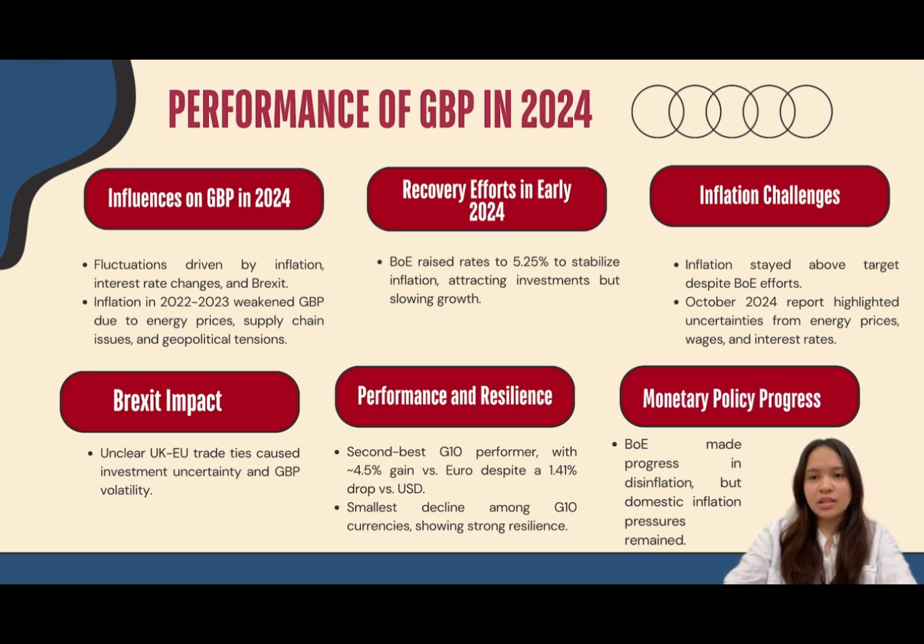And then the Brexit impact. Unclear UK and EU trade ties cause investment uncertainties and GBP volatility. But despite that, in terms of performance and resilience, GBP came out as the second best G10 performer with a 4.5% gain versus the euro, despite a 1.41% drop versus USD. It was the smallest decline among G10 currencies, showing strong resilience. And then the monetary policy progress. The BOE made progress in disinflation, but domestic inflation pressures remained.